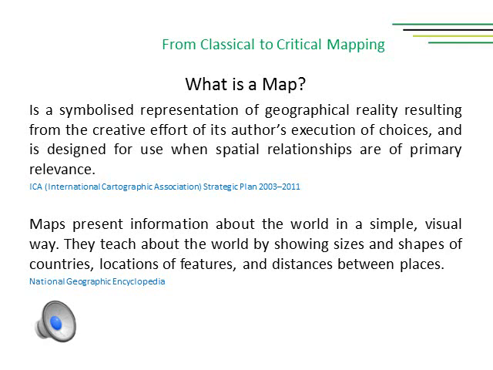What is a map? Following the definition stated in the ICA Strategic Plan 2003-2011, a map is a symbolized representation of geographical reality, representing selected features or characteristics, resulting from the creative effort of its author's execution of choices, and is designed for use when spatial relationships are primarily relevant. A map is a symbolic representation of selected characteristics of a place, usually drawn on a flat surface.